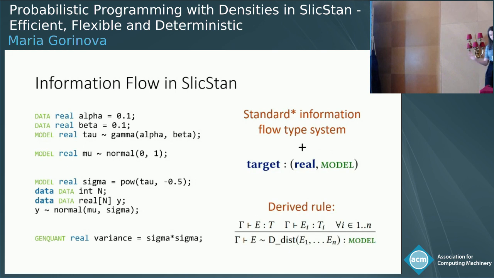Now to the standard information flow type system, we add the target as a reserved target variable that is of level model. And now we can derive a rule for the sampling statement, which basically says that all the expressions that appear in a sampling statement must be of at most level model. So the generated quantities can't really appear in such statements.